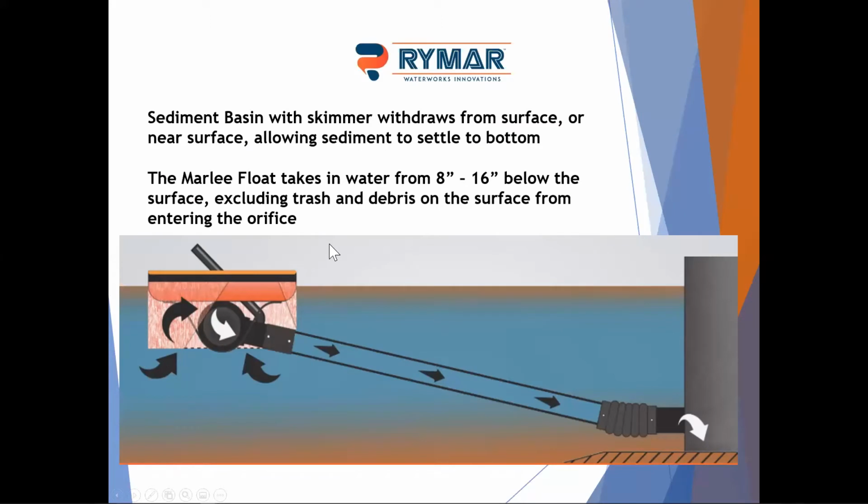Skimmers came around about 15, 16 years ago, and they've been increasing in popularity with different states ever since. Skimmers are used to withdraw surface water from the surface of the basin. It allows more time for mud to settle to the bottom and drains the basin from the top down to meet the surface withdrawal requirement of the EPA. The Marley Float Skimmer in particular takes in water from 8 inches to 16 inches below the surface, excluding trash and debris on the surface from entering the orifice.